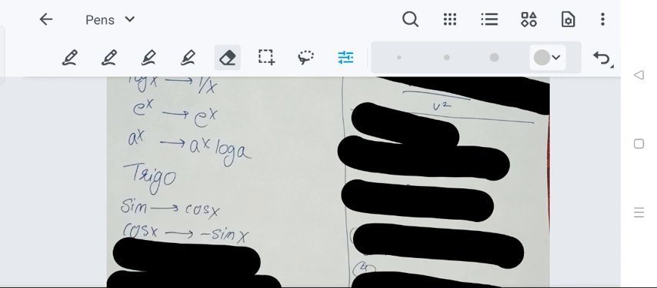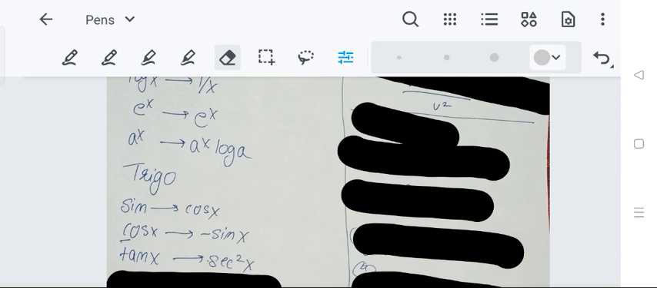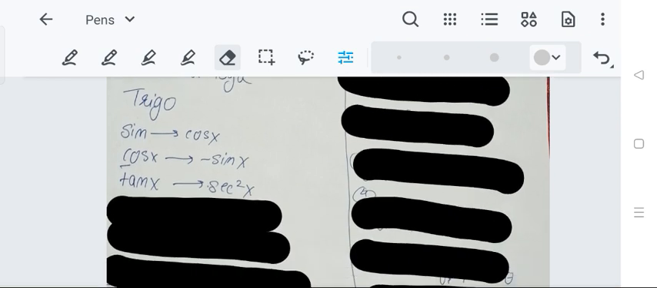Now trigonometric functions differentiation, some important basic functions. First function is sine of x. Differentiation of sine of x is cos of x. Second, differentiation of cos of x is minus sine of x. Then differentiation of tan x is secant square x.